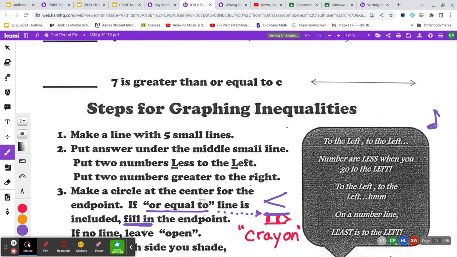Everybody please pause right there. So this is a symbol of less than or equal to. Please draw a little extra to this, make it look like a crayon, and please label that as crayon. Ten seconds.